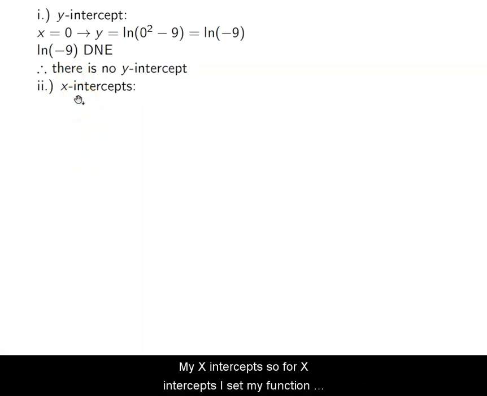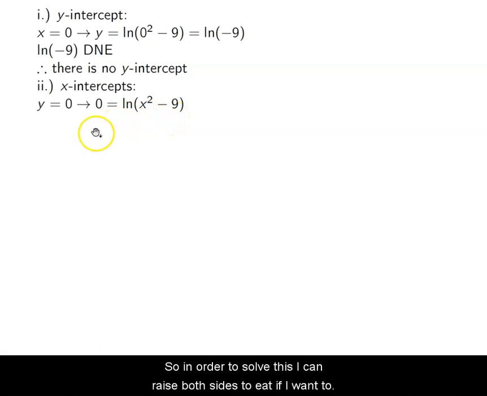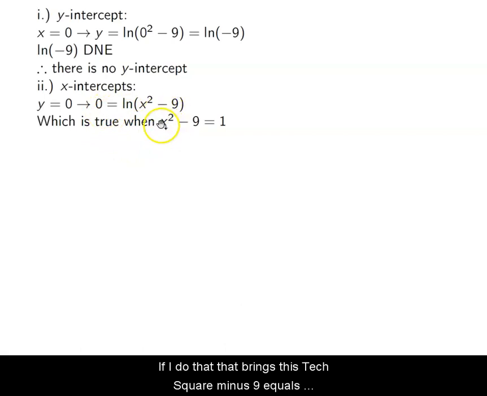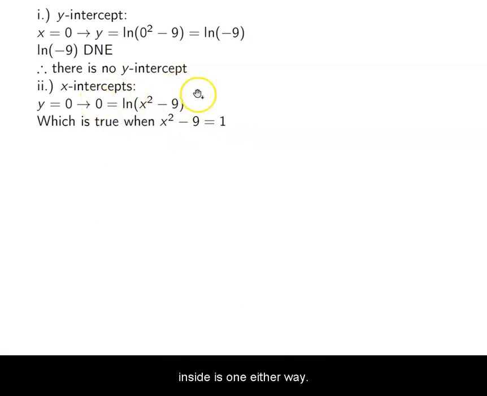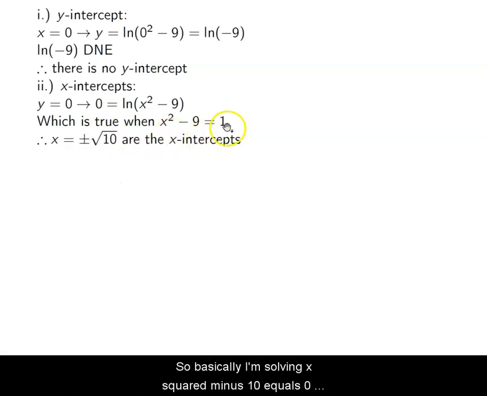For x-intercepts, I set my function equal to 0. Y is 0, so there's no up or down movement, only left or right movement. So 0 equals natural log of x squared minus 9. To solve this, I can raise both sides to e, which brings this to x squared minus 9 equals 1. Or I just understand that natural log equals 0 when the inside is 1. Either way I get the same thing. So I'm solving x squared minus 10 equals 0, which has solutions of plus or minus square root of 10.